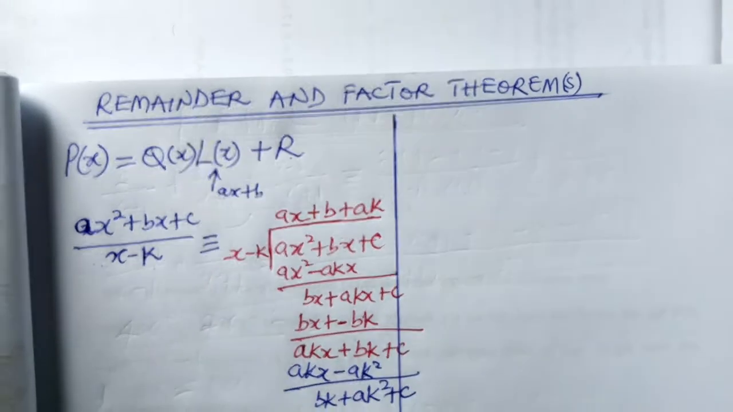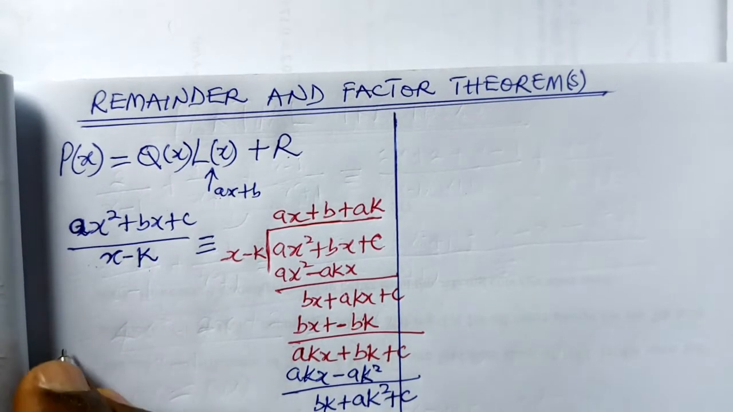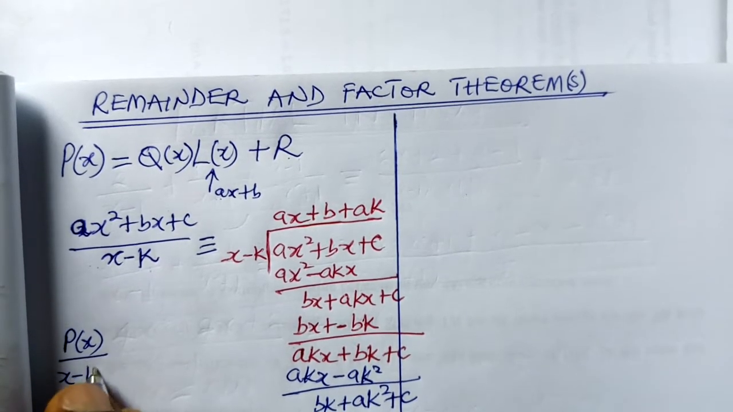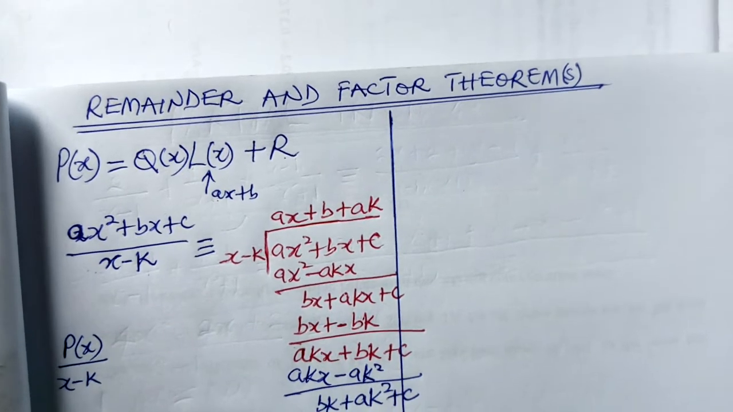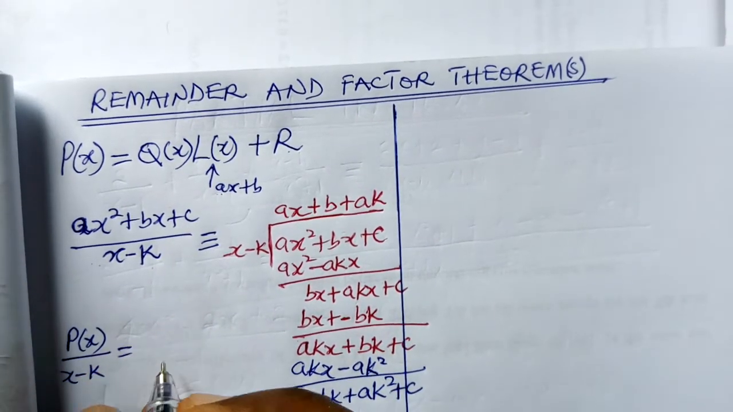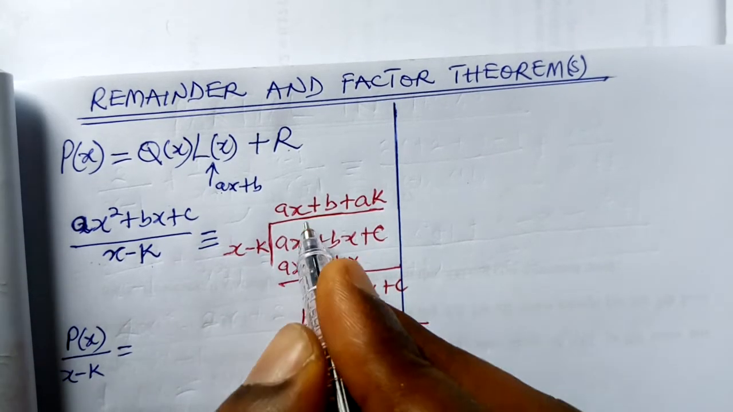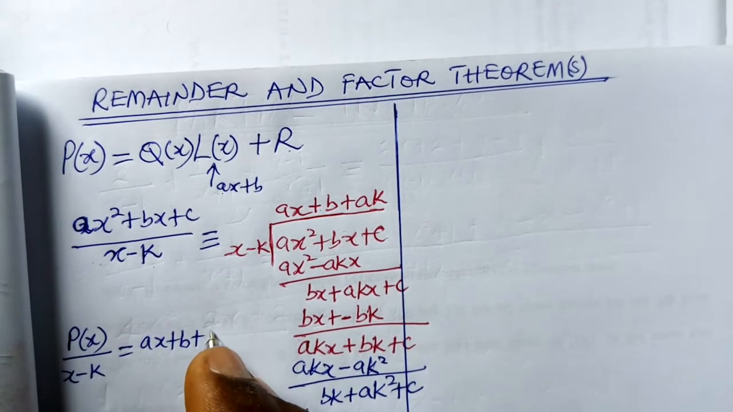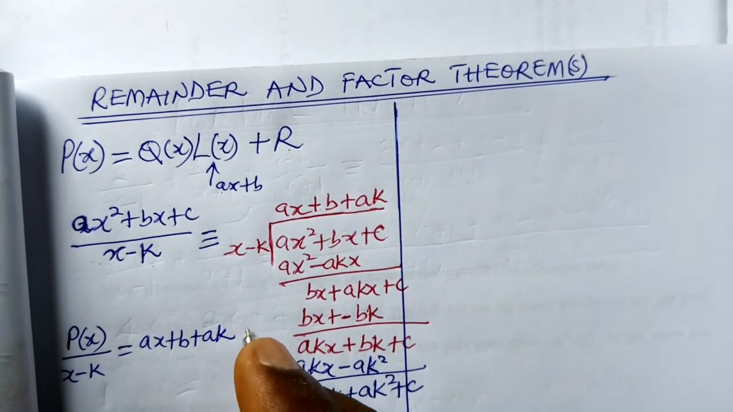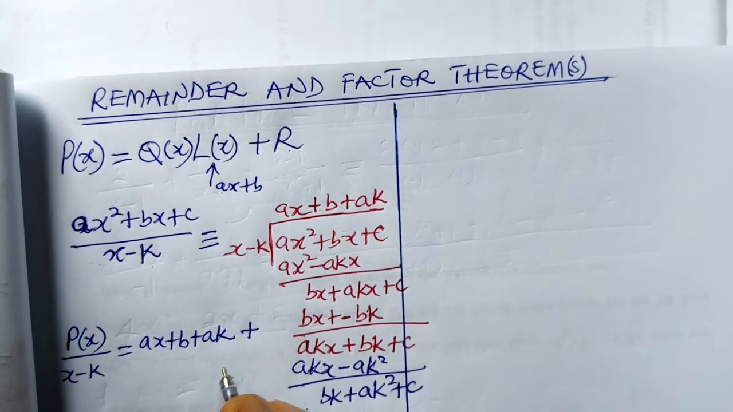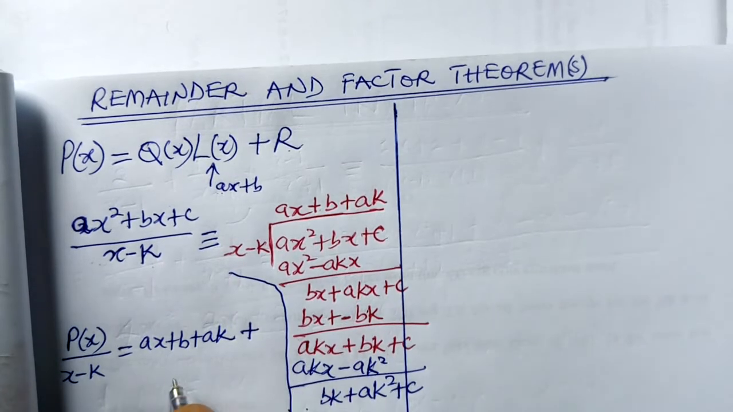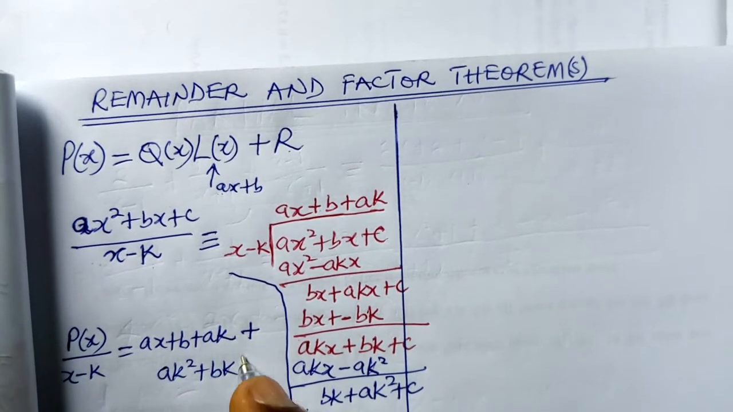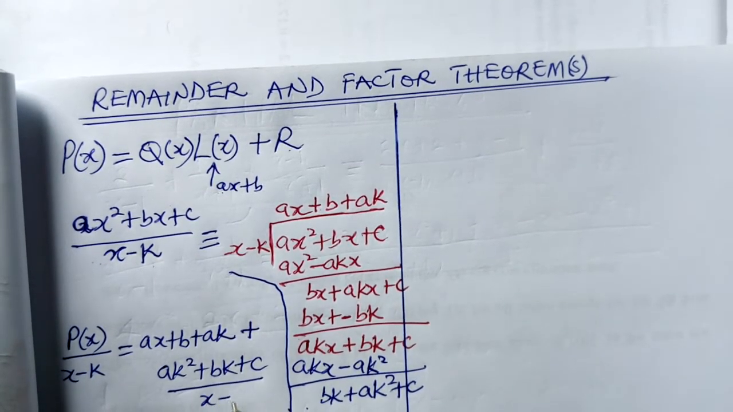So you find out that this implies that our p of x over x minus k is equal to ax plus b, this is the quotient, plus ak squared plus bk plus c, this is the remainder, all over x minus k.